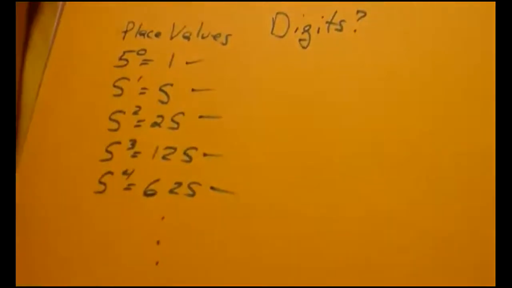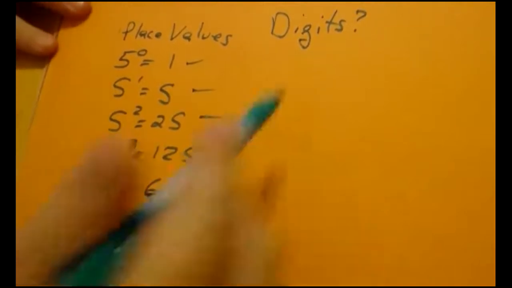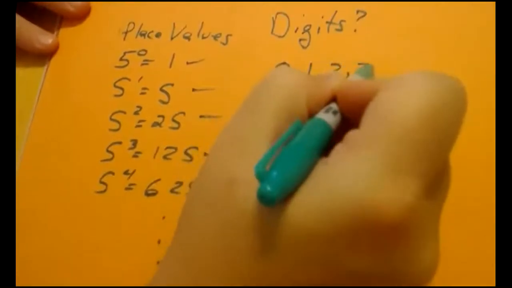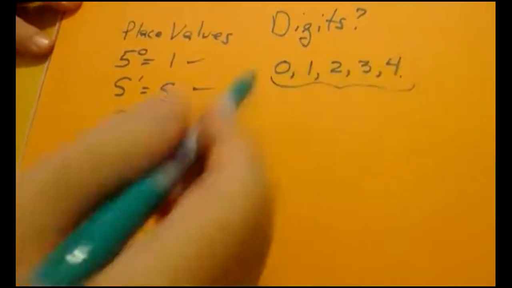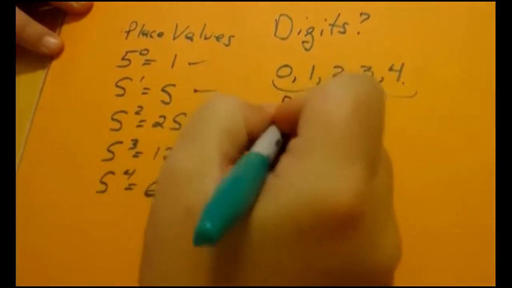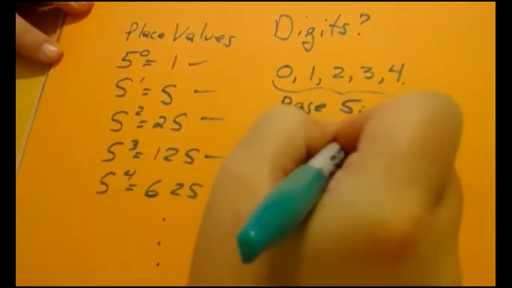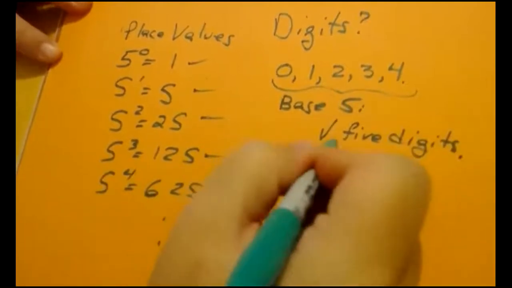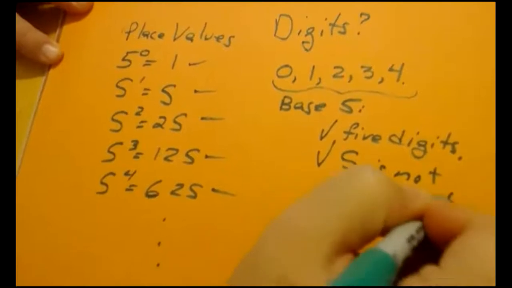The digits are going to always be all of the numbers starting from 0 up to, but not including, the base itself. So for base 5, it's going to be these. Notice there are 5 digits. Notice that 5 is not a part of it. So for base 5, I'm going to make 2 important notes here. Number 1, there are 5 digits. Number 2, 5 is not one of them. Can we remember that?